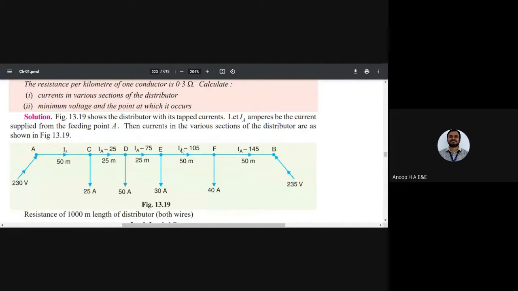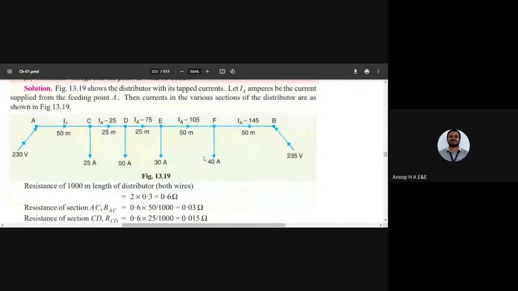Fine. So let me draw this distributor length. I'm just giving a simple way in which I can write down the current directions, and let me see what would be the minimum voltage and at which point it occurs.